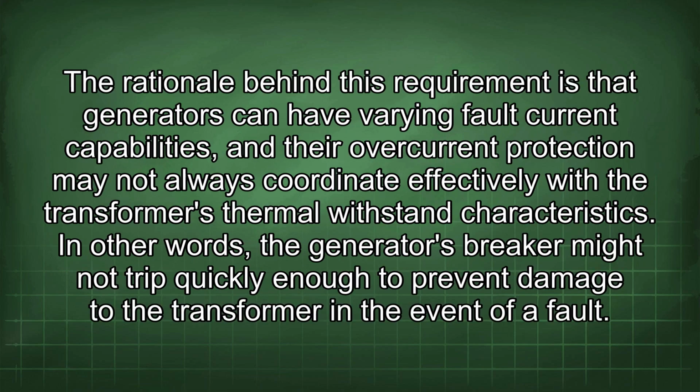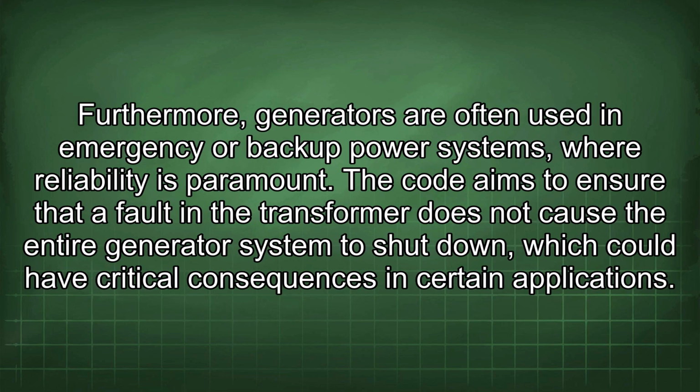The rationale behind this requirement is that generators can have varying fault current capabilities, and their overcurrent protection may not always coordinate effectively with the transformer's thermal withstand characteristics. In other words, the generator's breaker might not trip quickly enough to prevent damage to the transformer in the event of a fault. Furthermore, generators are often used in emergency or backup power systems where reliability is paramount. The code aims to ensure that a fault in the transformer does not cause the entire generator system to shut down, which could have critical consequences in certain applications.